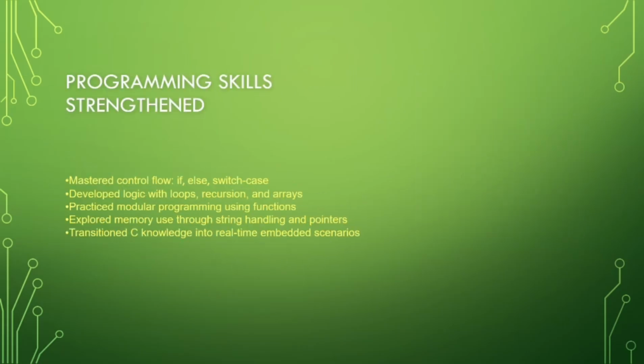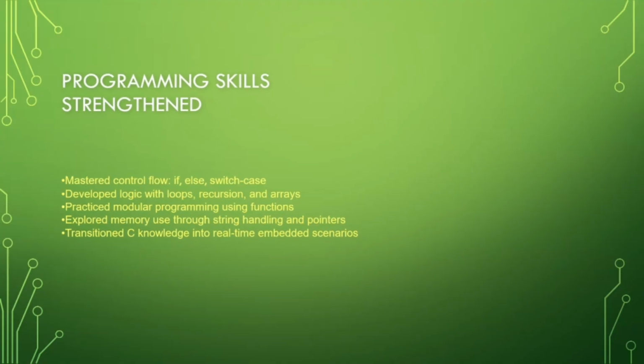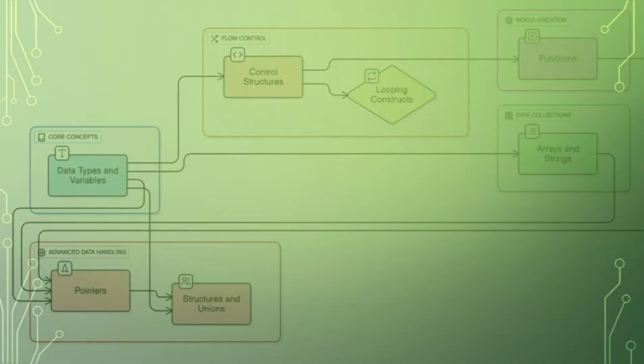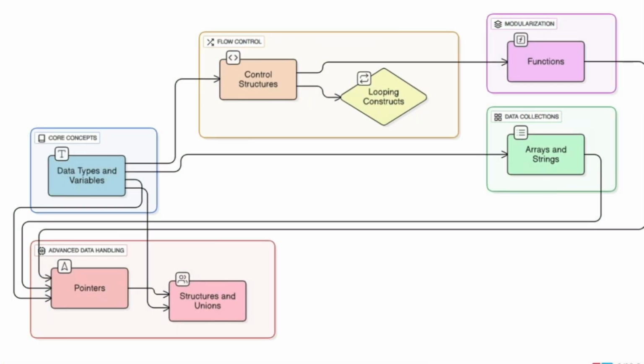In the first week of our internship, we mastered the control flow, if, else, and switch cases, developed logic with loops, recursions, and arrays, practiced modular programming using functions, and explored different types of memory uses through string handling and pointers, transitioning C knowledge into real-time embedded scenarios. Here are the core concepts that we learned during the first week of our internship. I will explain one by one.